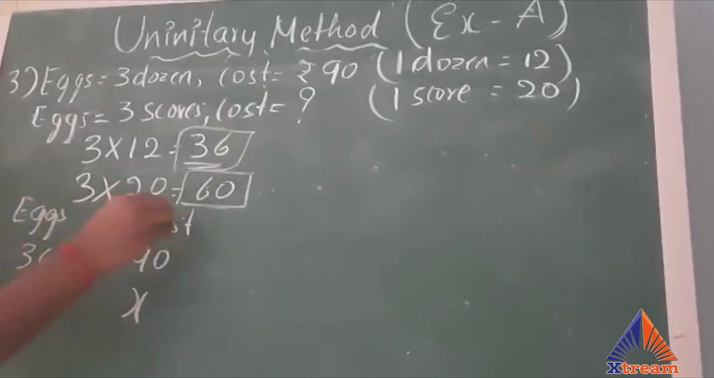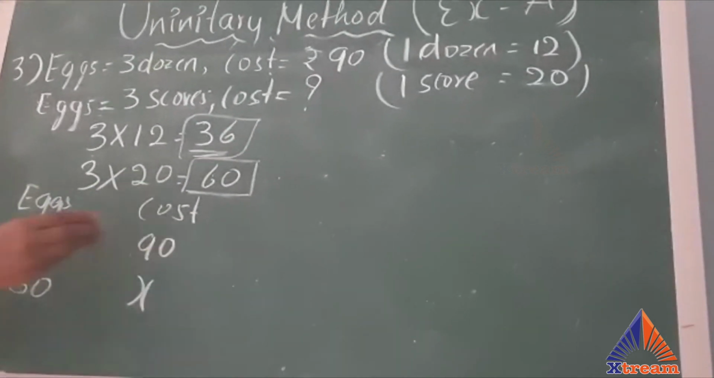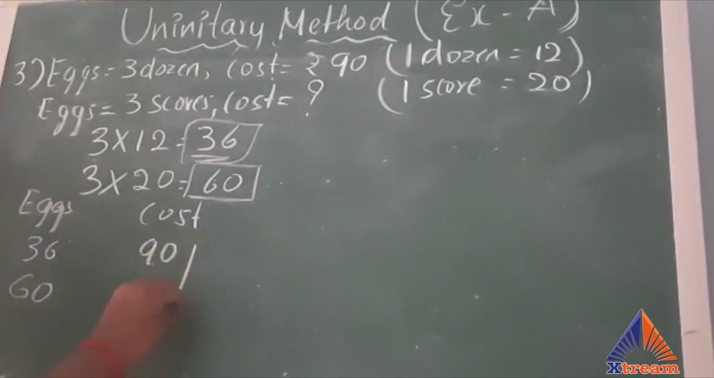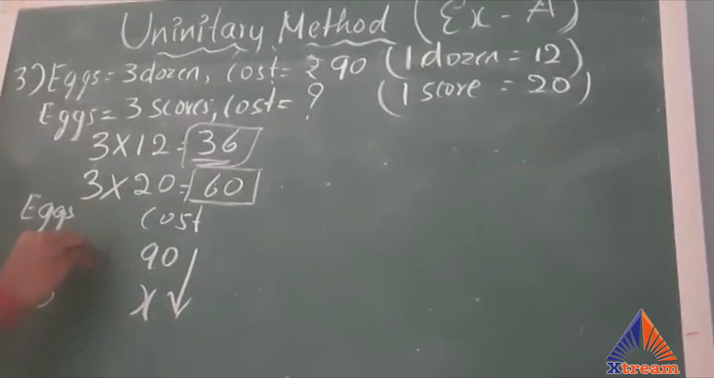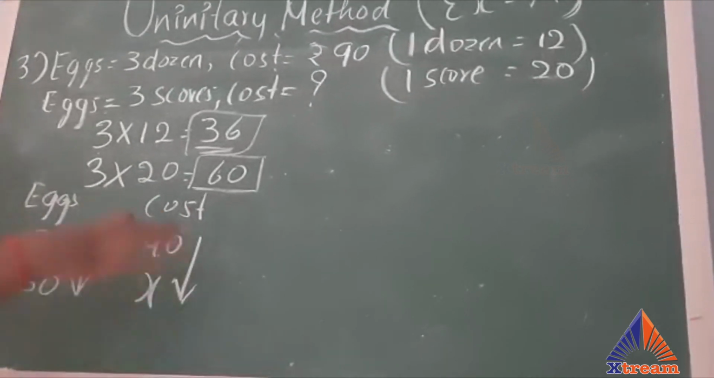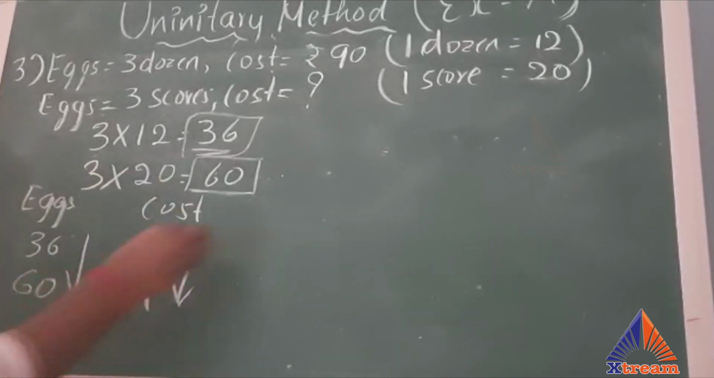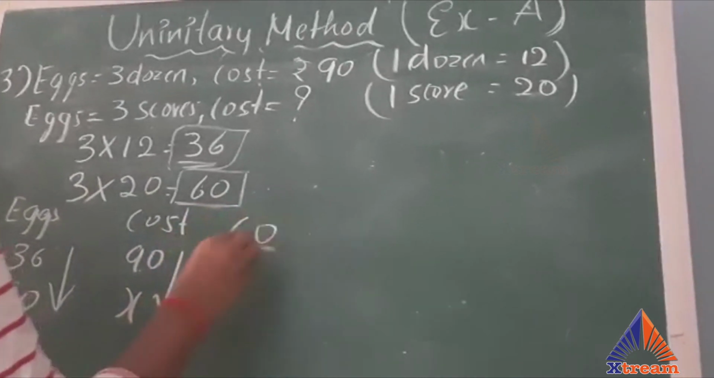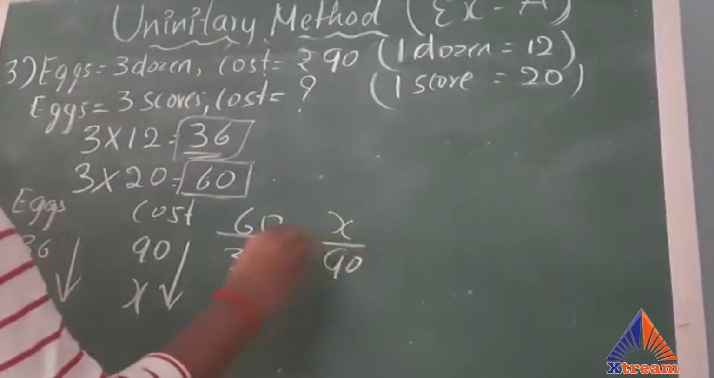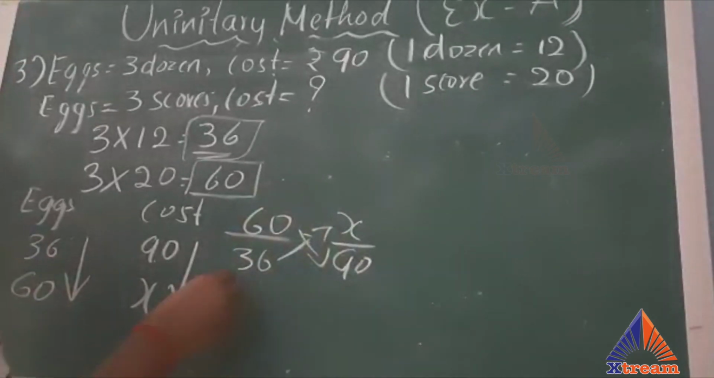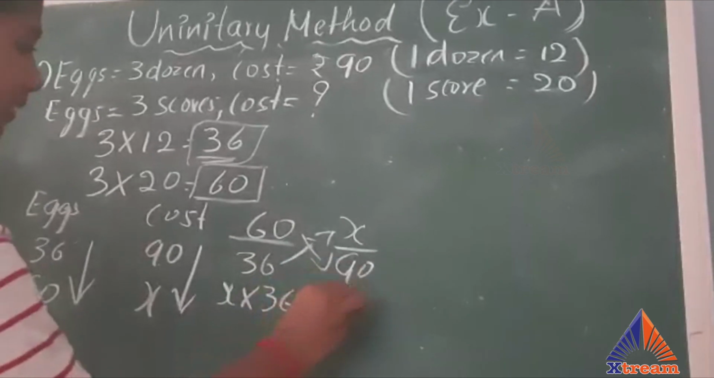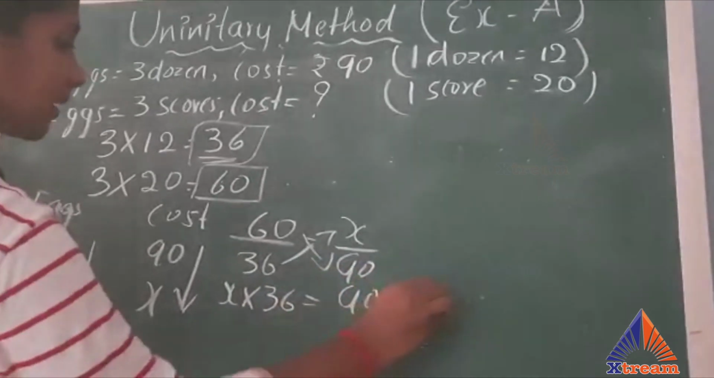Now point the arrows. So here if 36 eggs cost 90, obviously 60 eggs will cost more than 90, right? So point the arrow downwards. And even here as 60 is more than 36. Alright, so you need to point the arrows in this way. So form it in the fractional form. That is 60 by 36 is equal to x by 90. Do the cross multiplication. That is x into 36 is equal to 90 into 60.